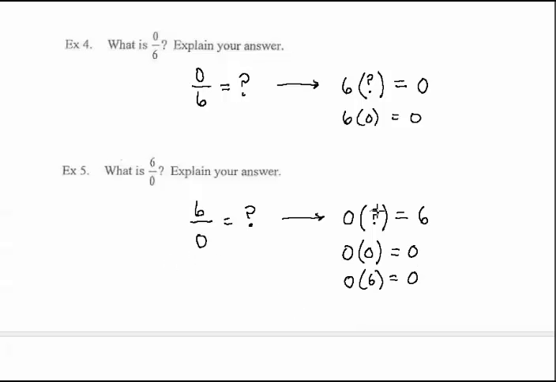Okay, so what we say about this number, and likewise 6 divided by 0, we say that that number is undefined. It doesn't exist.